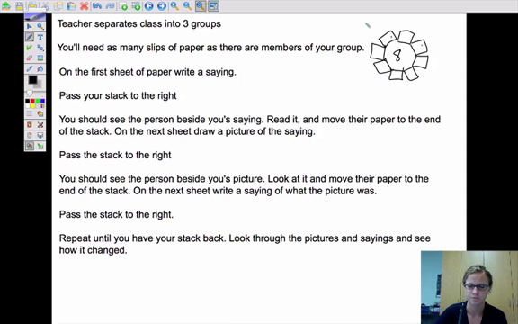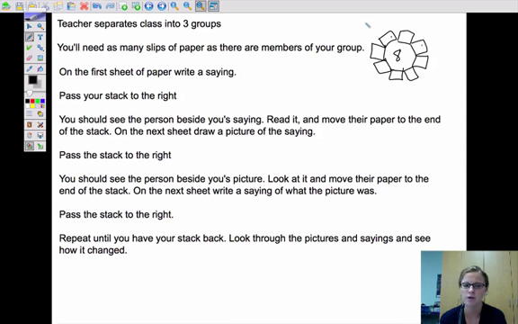All right, so this game is called Telephone Pictionary, and it's basically a mixture of the game Telephone and the game Pictionary. In the game Telephone, you whisper something in someone's ear and you take it all the way around a group and hope that it stays the same. In the game Pictionary, you draw pictures of sayings.